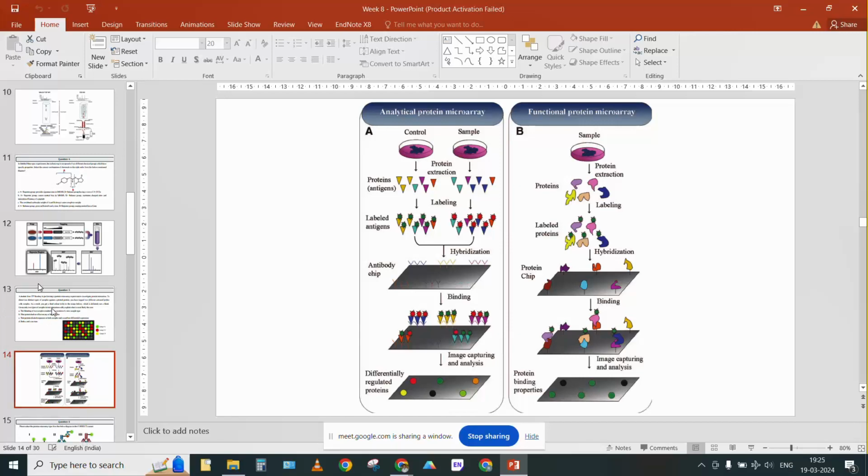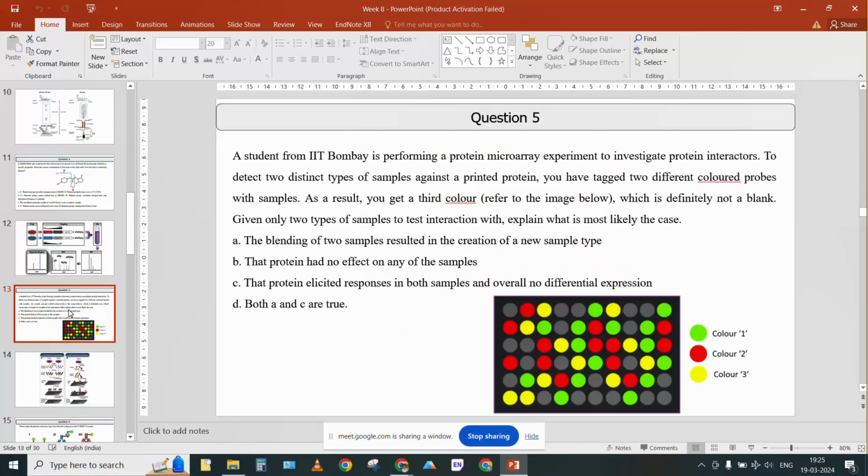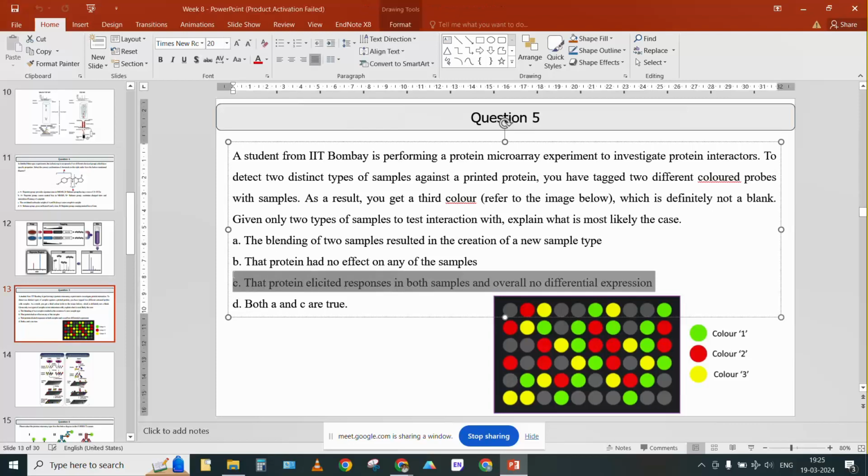Okay, so now we'll look at the possible options given here. According to this, option C states that the protein elicited responses in both samples and overall no differential expression. So the right answer for question five is option C, that says that the protein elicited responses in both samples and overall no differential expression.